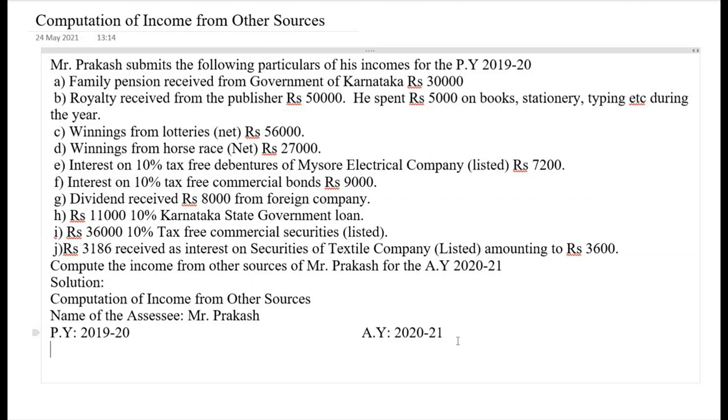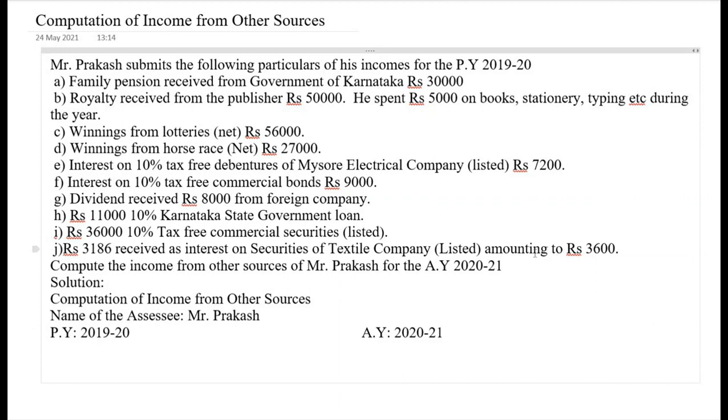Winnings from lottery, net we have given, we have to gross up here. Winnings from horse race, again net is given, we need to gross up. Interest on taxable debentures, given as rupees 7,200, is to be grossed up. Interest on 10% tax free commercial bonds, rupees 9,000, is to be grossed up. Dividend received rupees 8,000 from foreign company is taxable. Interest on Karnataka state government loan is taxable. Interest on tax free commercial securities and interest on securities of textile company limited are to be grossed up.